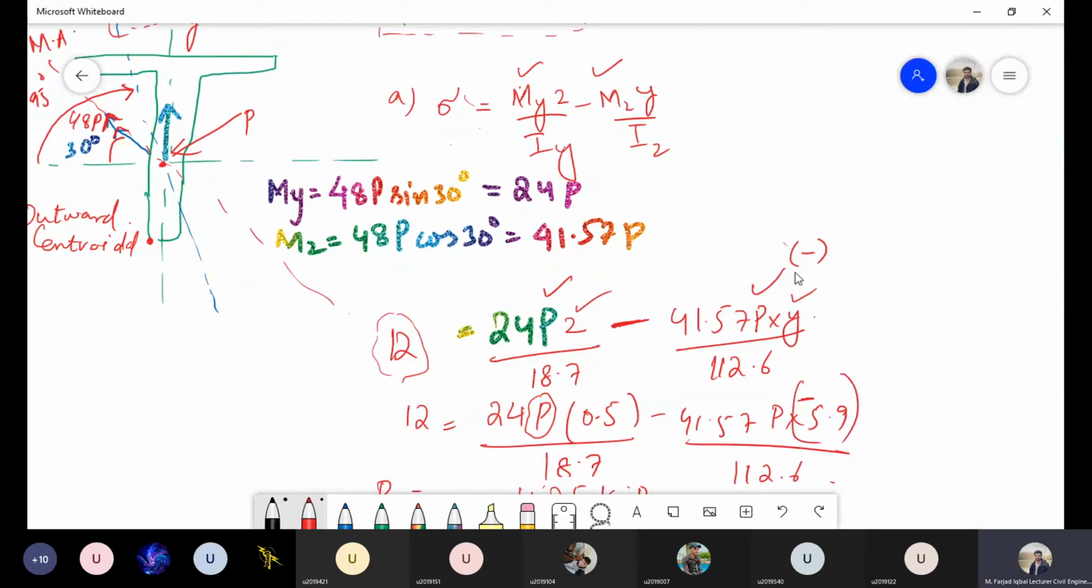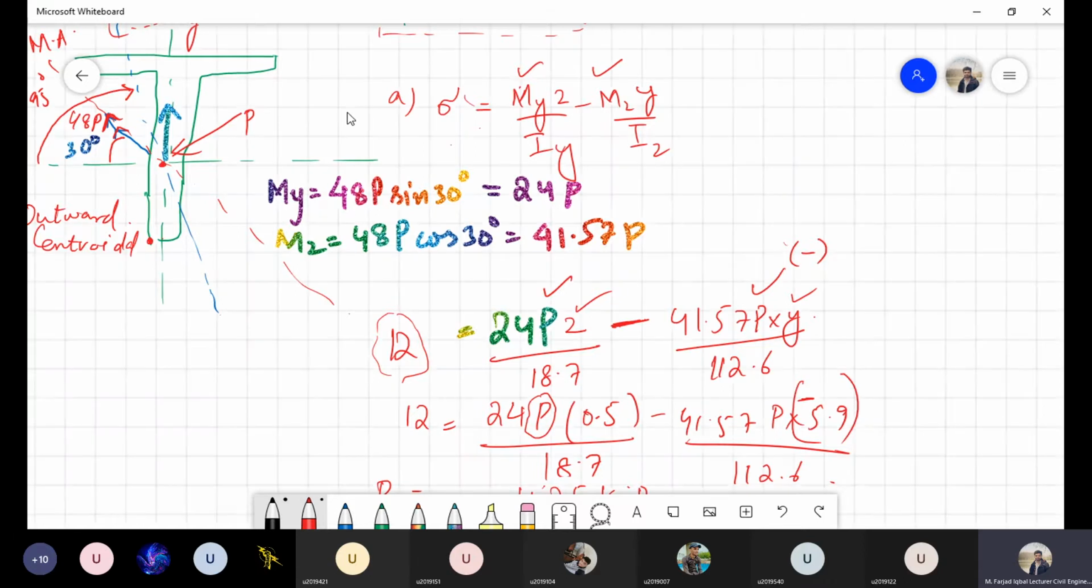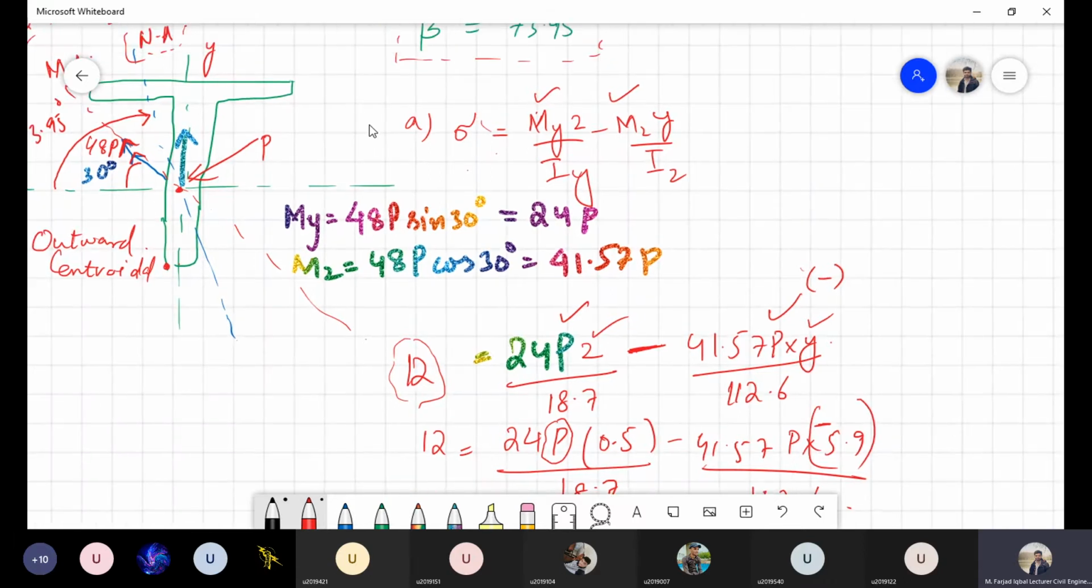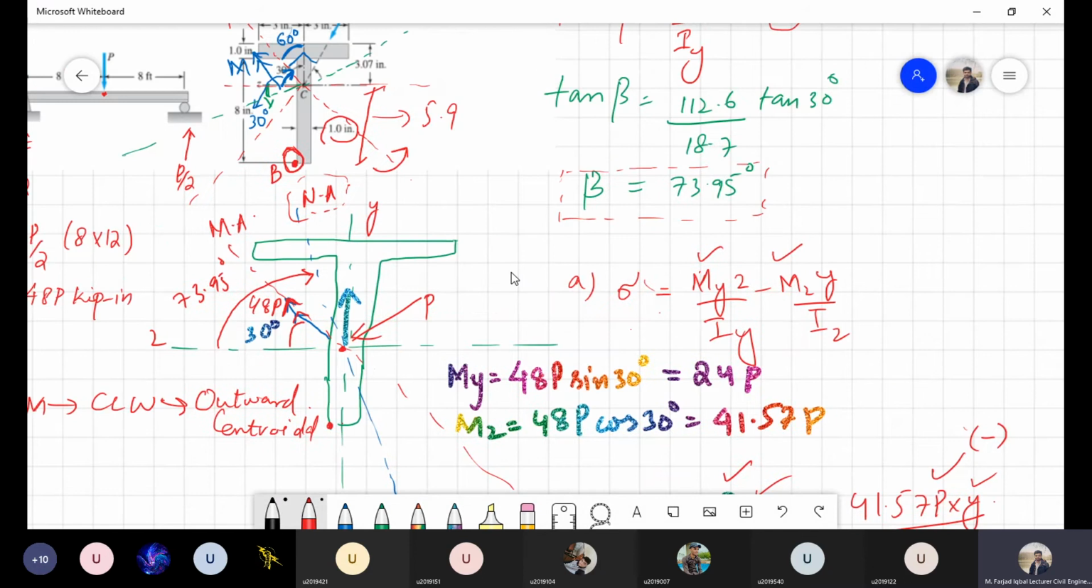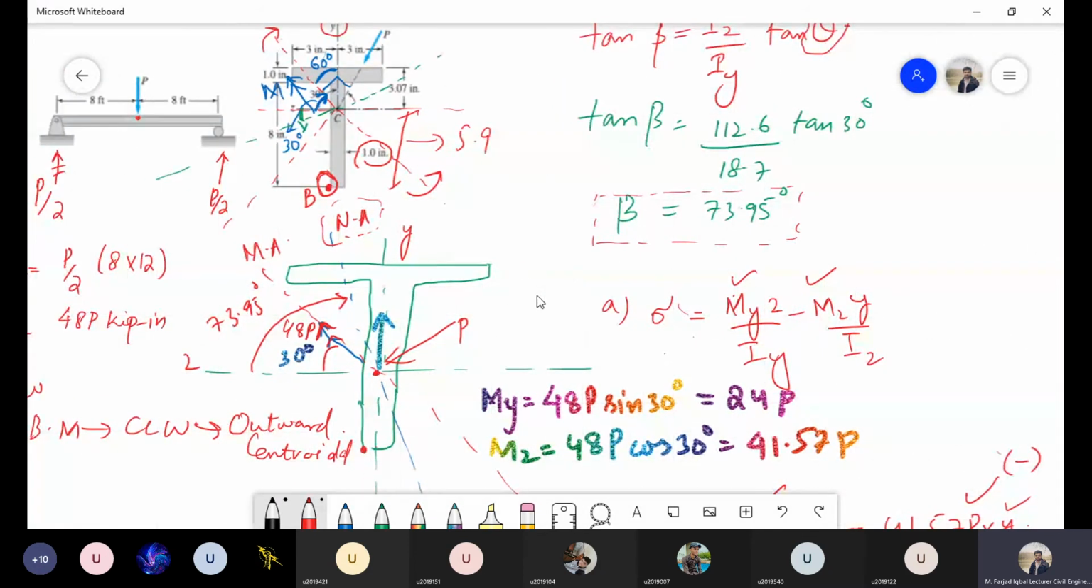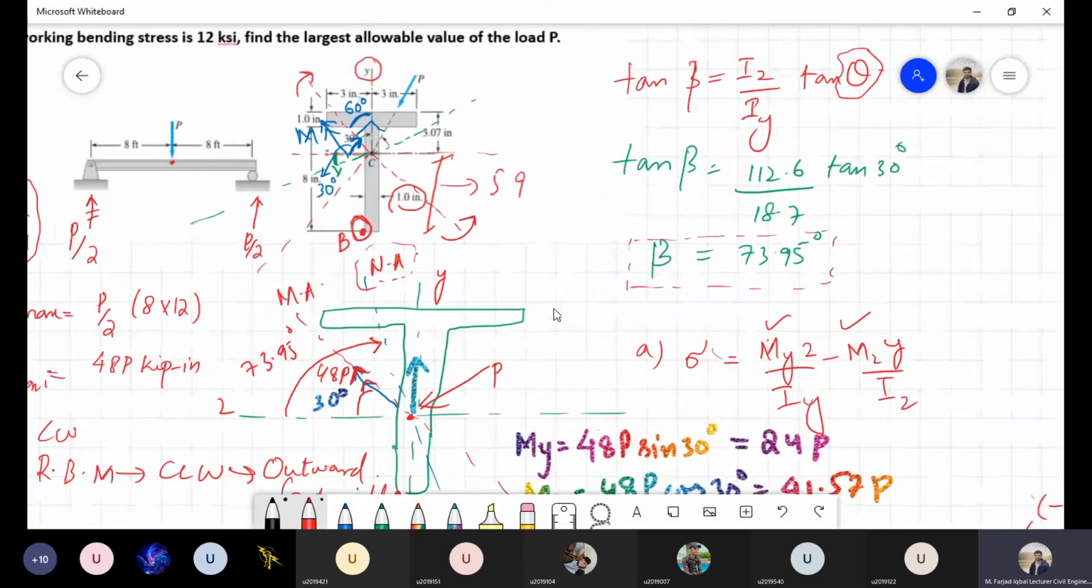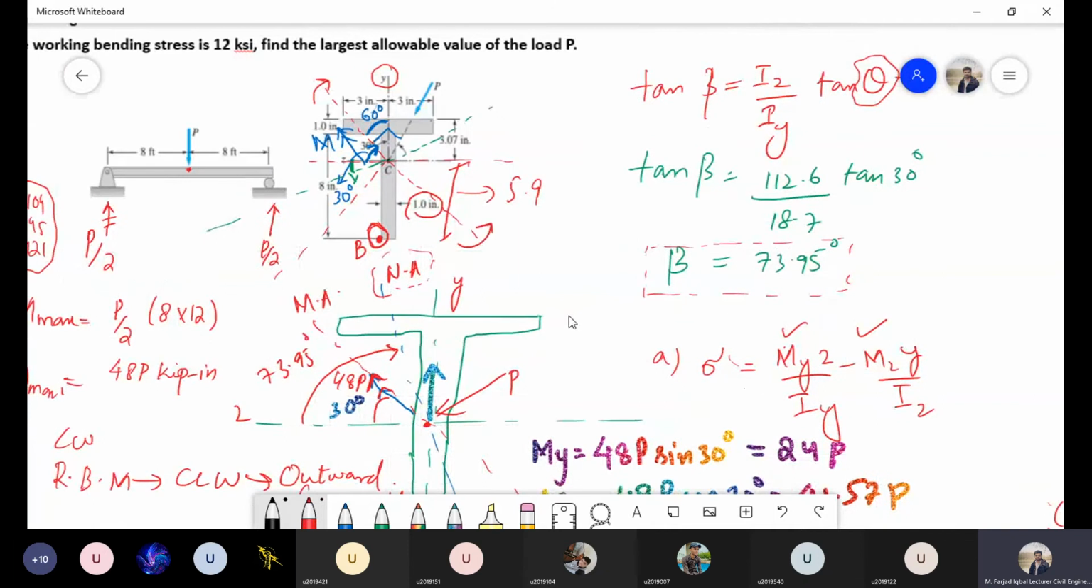For convenience, it is negative 5.9 because it is in the opposite direction with respect to the positive y-axis. That's why I have eliminated this one. By the way, there will be another point. For example, let's say I call this point C.